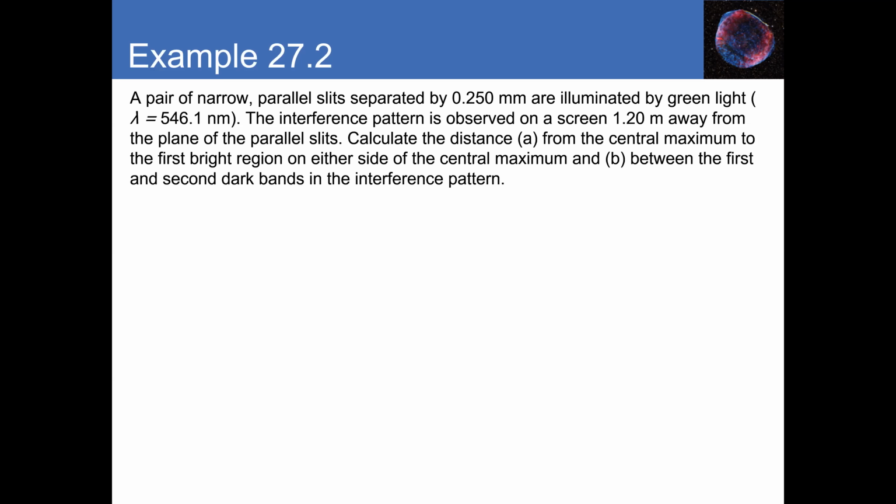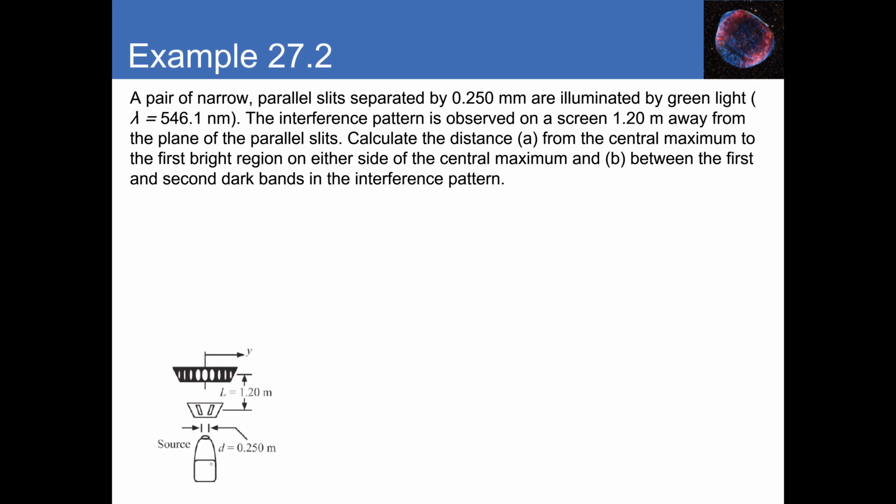You have a pair of narrow parallel slits separated by 2.25 millimeter, illuminated by a green light at a wavelength of 546.1 nanometer. Then the interference pattern is observed on a screen 1.2 meter away from the plane of the parallel slits. Calculate the distance from the central maximum to the first bright region on either side of the central maximum and between the first and second dark bands in the interference pattern.